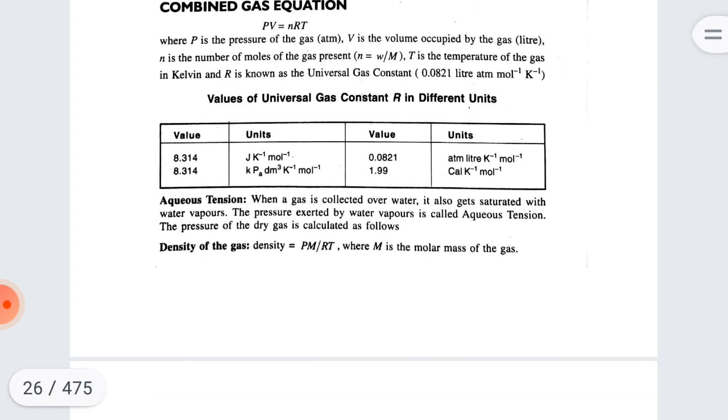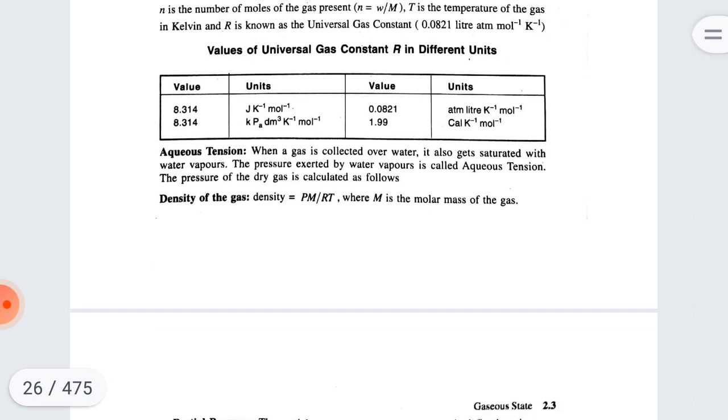Values of the universal gas constant in different units: 8.314 J K inverse mole inverse, 0.0821 atmosphere liter per Kelvin per mole, 8.314 kPa dm cubed per Kelvin per mole, and 1.99 calories per Kelvin per mole.